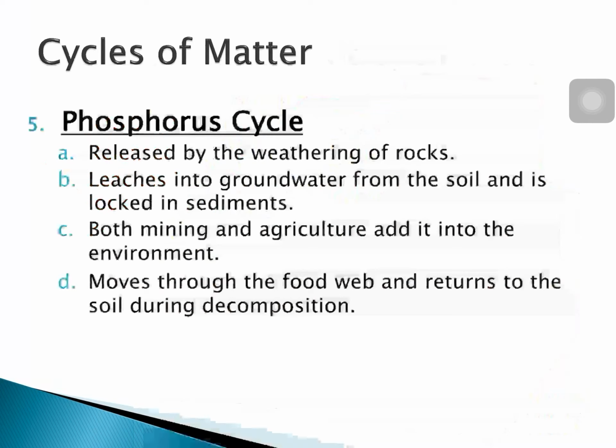Then we have our phosphorus cycle. So this is just released by weathering of rocks. Okay, so rocks is going to be the important thing to remember here. This is going to leach into our groundwater from the soil. Okay, it's going to be locked in those rocks. And then mining and agriculture is going to actually add it into the environment. So the more we mine, the more we farm, okay, we're putting that phosphorus back into the environment.